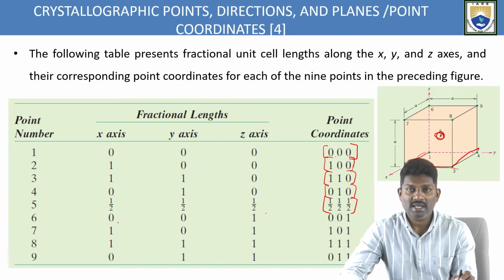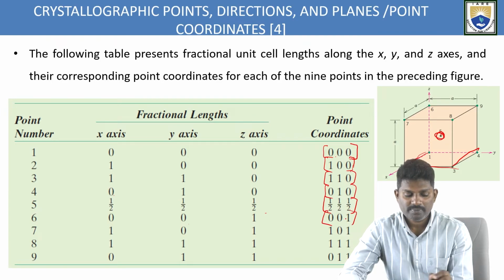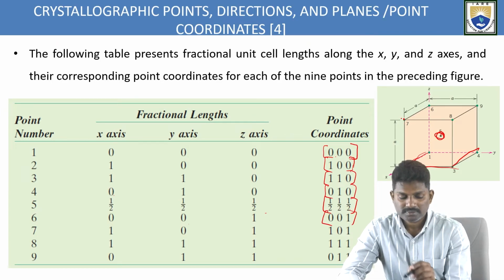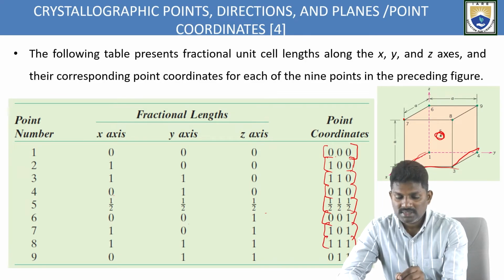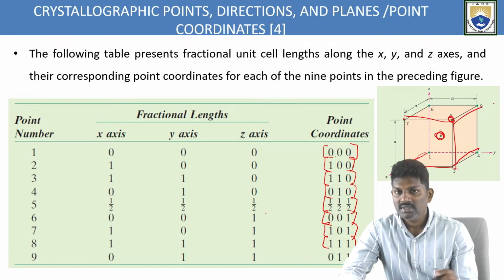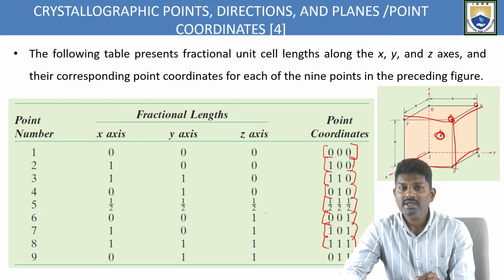Similarly, for the 6th point, along the x axis there is no distance, along y none, along z yes. So 0, 0, 1. Seventh point, if you see here, it is 1, 0, 1. Eighth point, since you have x, y and z in all directions, that's why you have 1, 1, 1. Again, coming to the ninth point, only along y and z.